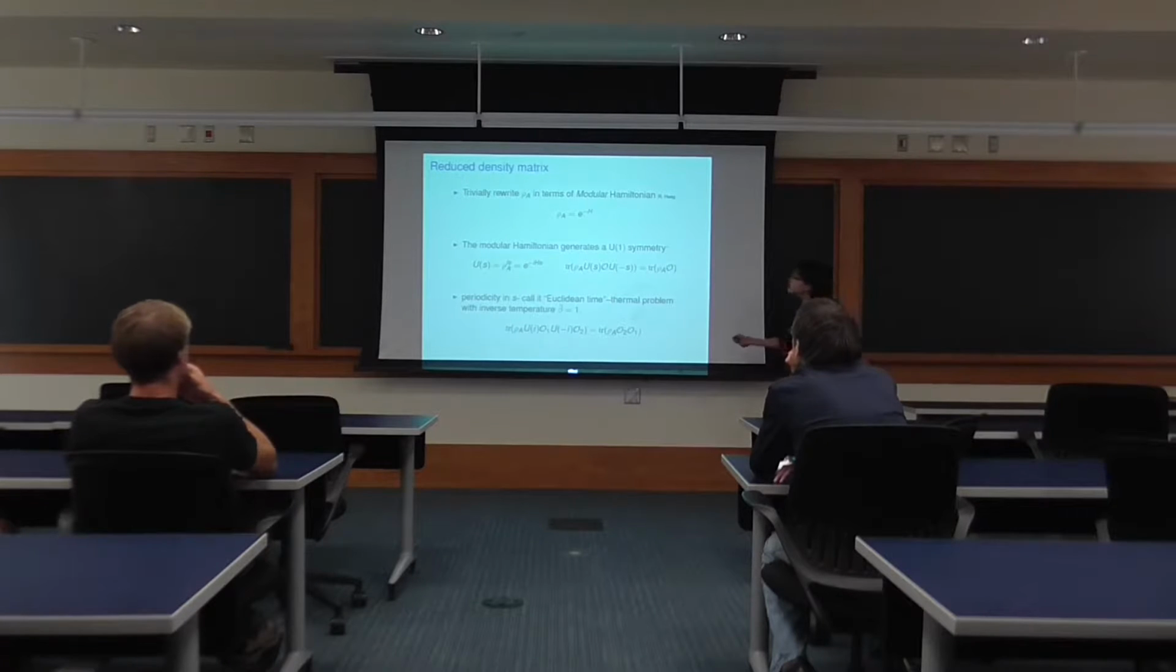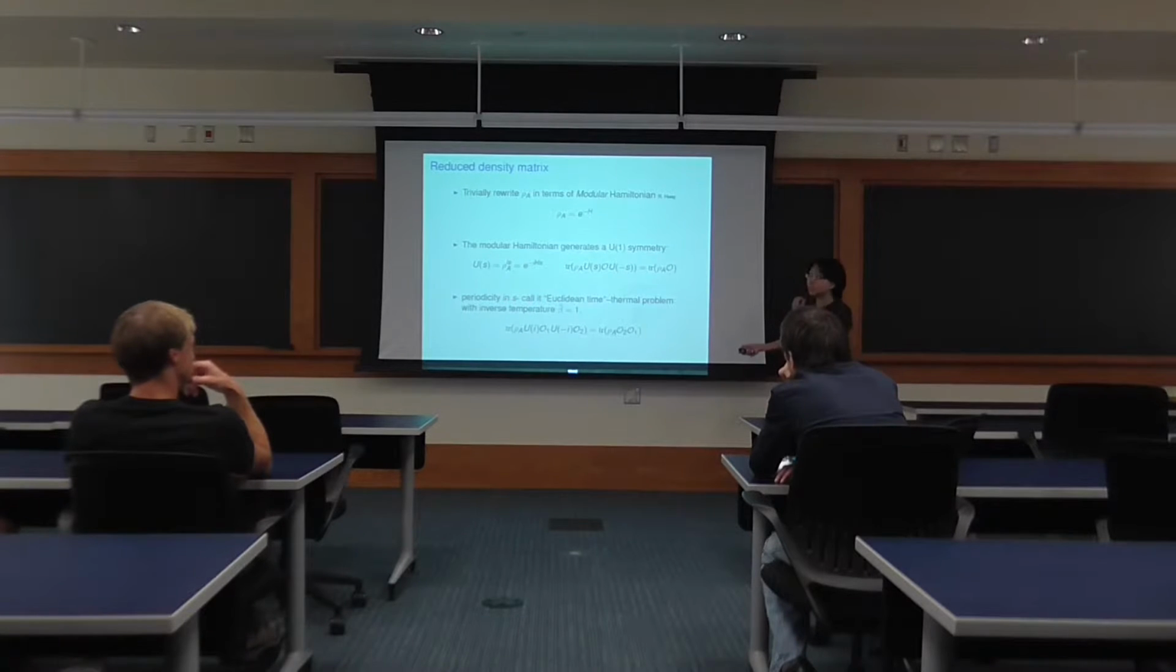So, let's go back to the reduced density matrix rho A, and let's completely trivially rewrite it in terms of some operator that algebraic QFT people like to call the modular Hamiltonian. This is just a formal way of rewriting things. But if I do that, then you can see that when I compute the correlation functions using the reduced density matrix rho A, there is a U(1) symmetry, simply because translation using this H operator just trivially commutes with rho A.